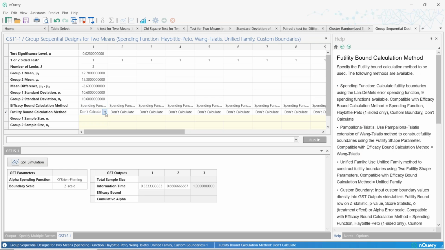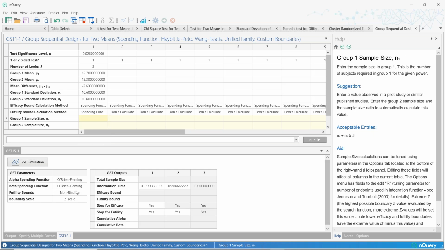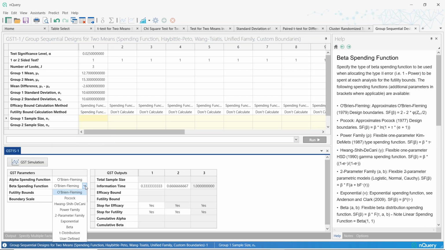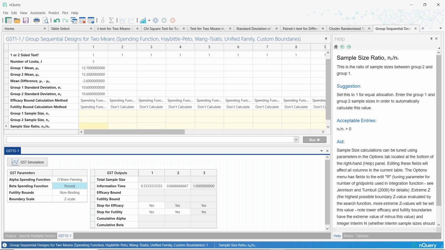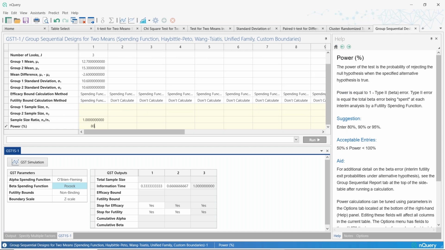And we'll have an efficacy spending function and a futility spending function. We'll use O'Brien-Fleming for alpha for our efficacy bound, but Pocock for our futility bound, because usually alpha is fairly conservative, like O'Brien-Fleming, but we may be more liberal with the futility. We want to stop early. We don't want to waste extra resources on a trial where the evidence suggests that the drug is very unlikely to be effective. And then we do a sample size calculation at the usual power of 80%.